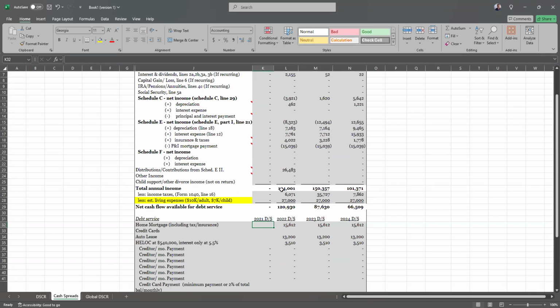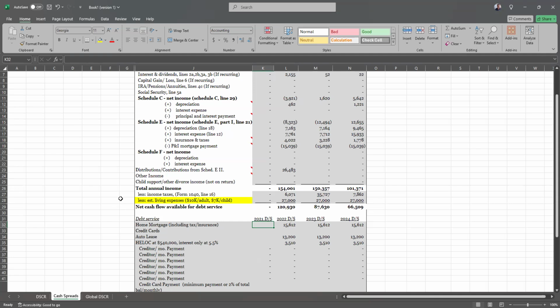Last 3 years, you can see this is declining. I'm going to get to that in a second. You're going to take out the income taxes, which is also on line 1040. That's what they do. And then this is the part that most people miss and don't understand.